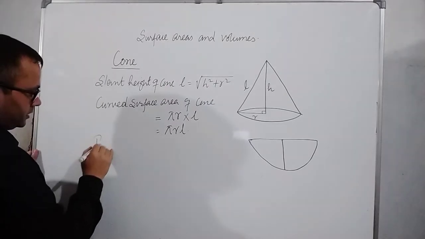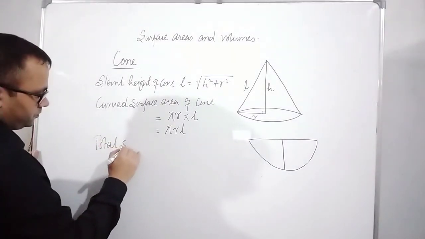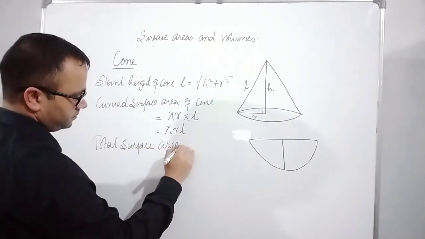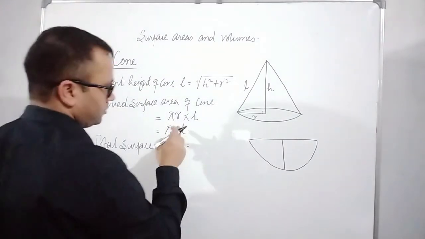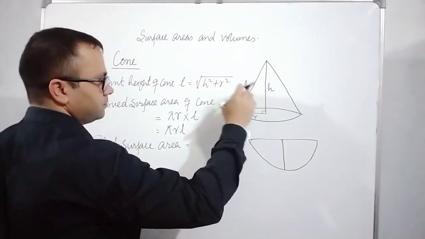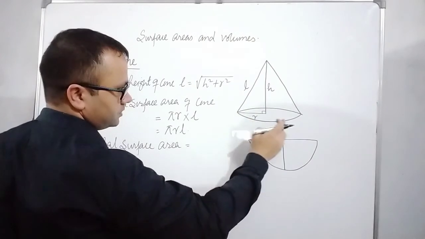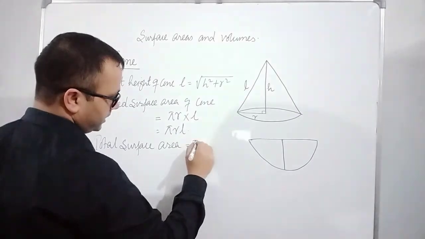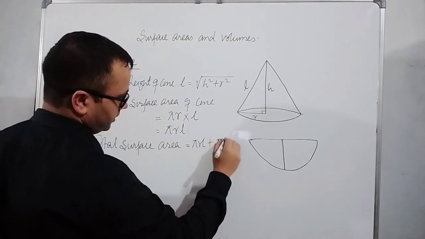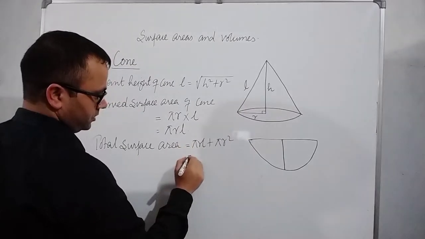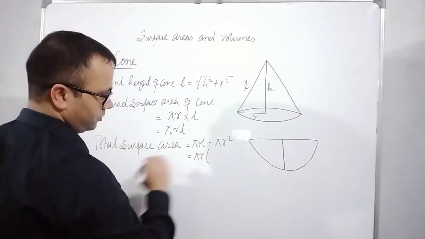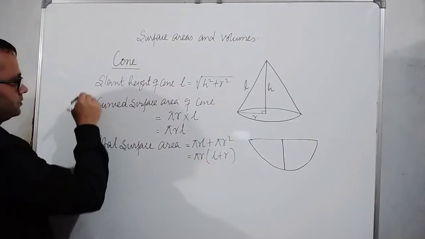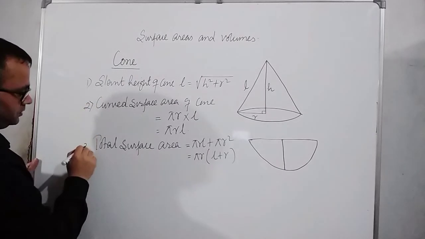Now total surface area equals to curved surface area plus area of base. Now it is circle. Pi r L plus pi r square. Area of base is circle. So pi r is common. L plus r. This is 1, 2, 3.